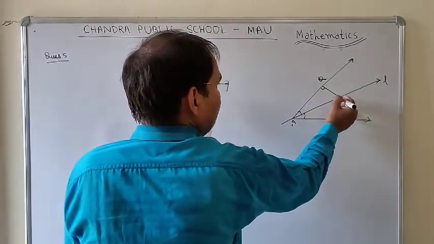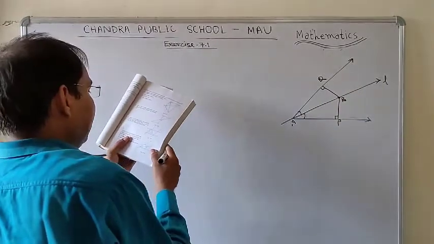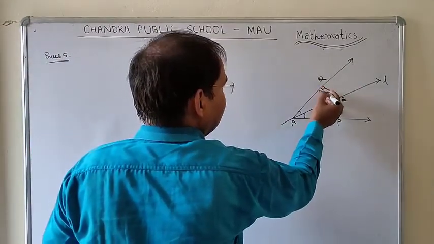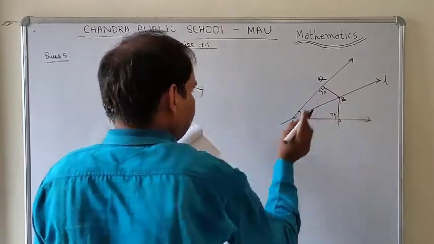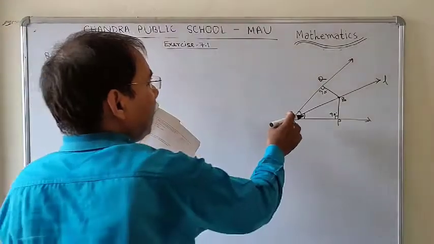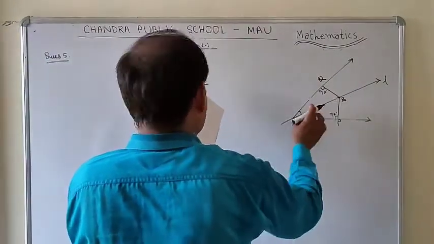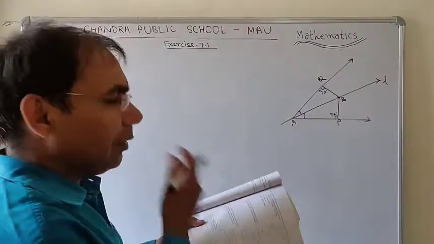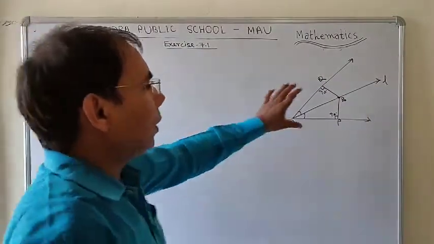B is a point on line L. BP and BQ are perpendicular. It means it is 90 degrees, it is also 90 degrees from B to the arm. So you need to prove that triangle APB and triangle AQB are congruent. Students, you can do it easily. That will be the homework. You will draw the diagram.